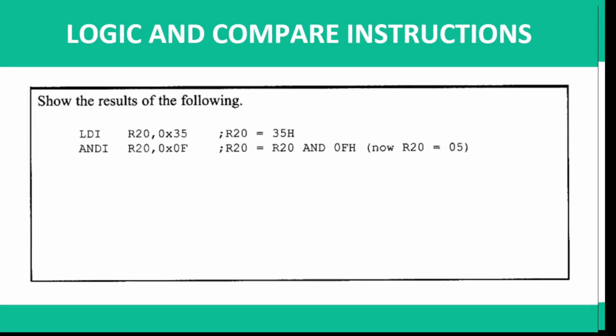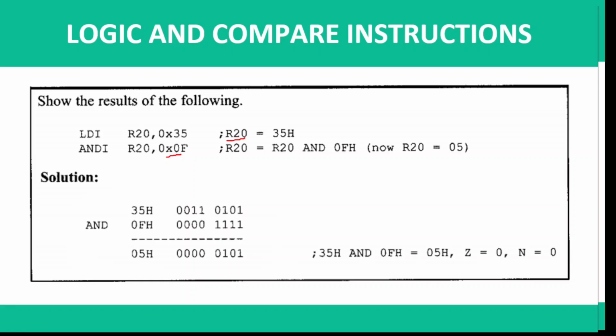So let's have an example. We have 0x35 loaded in register 20 here, and we have a logic ANDI R20 with the value 0F, ANDed with register 20. So we have 35h ANDed with 0Fh. So the result would be 05.